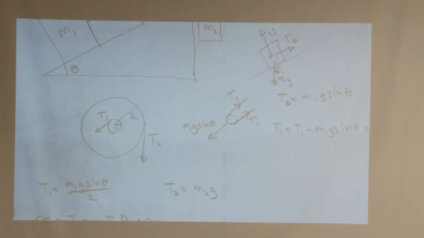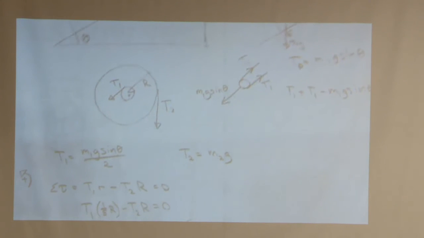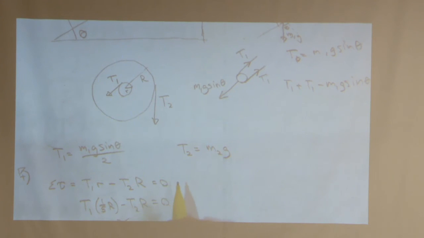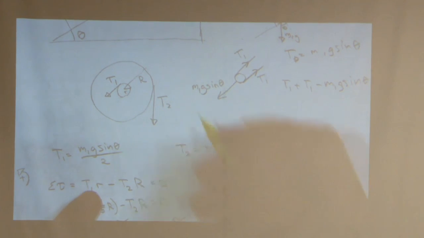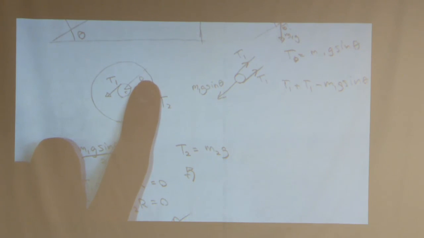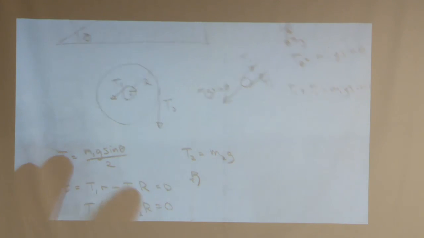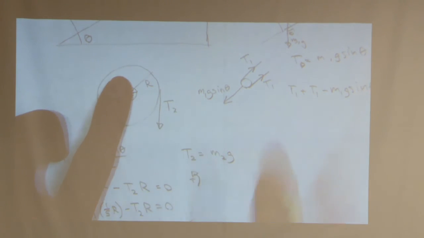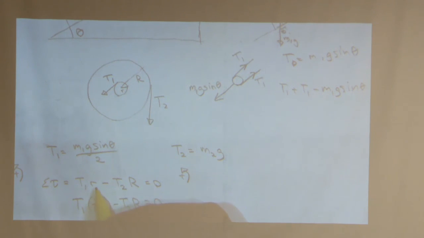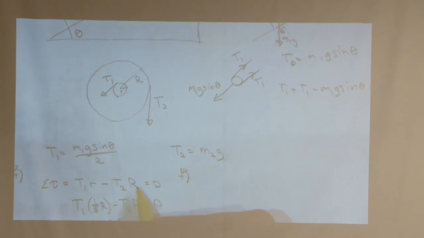Now the rest is doing the net torque about the center of rotation. So we're going to use our net torque, set it equal to 0. And again, we need to choose a positive and negative direction. So in this problem, I made counterclockwise positive. So if I look at T1, it's going to cause the pulley to rotate counterclockwise. So that's going to give us a positive torque. And then T2 is going to cause the pulley to rotate clockwise, which is a negative torque. So we get T1 small r minus T2 big R, all right? And we need to set that equal to 0.